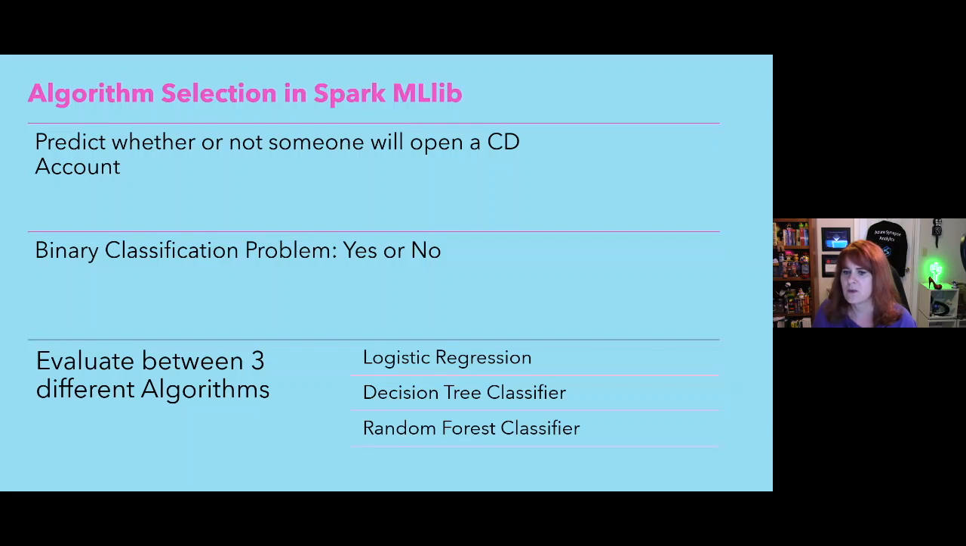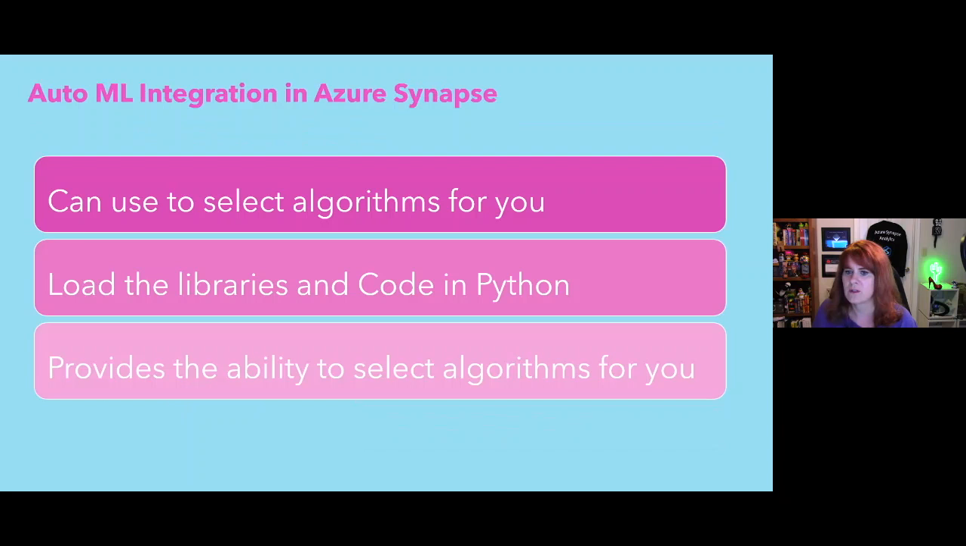And what if I want to evaluate 3 different algorithms? How could I do that? Well, one thing that I could do is take a look at AutoML integration in Azure Synapse. AutoML is a library that is included as part of Azure Machine Learning that I can incorporate within Synapse and use that functionality as well.